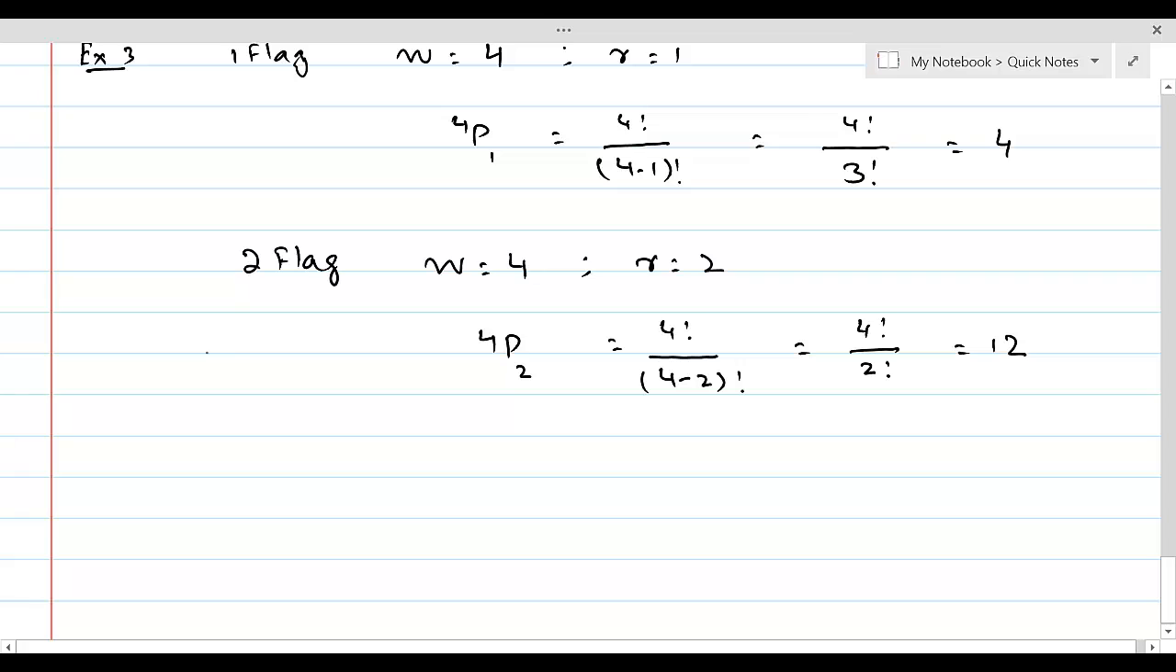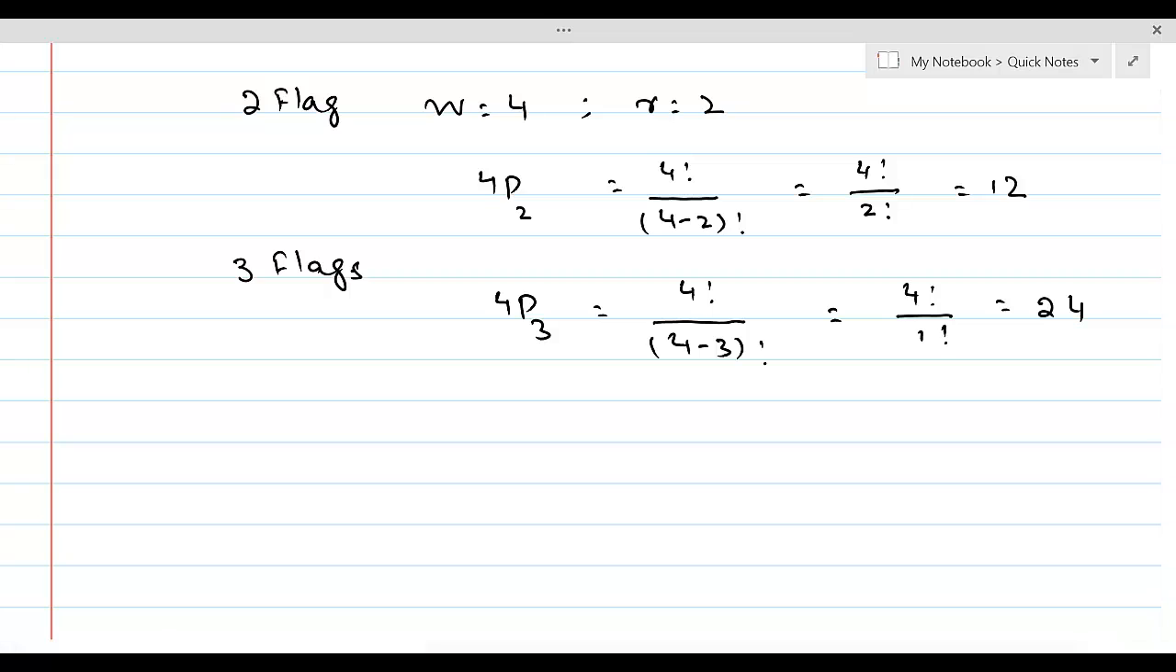And similarly, this time we are going to use 3 flags. If we use 3 flags, then this is 4P3, and this would be equal to 4 factorial over 4 minus 3 factorial. So the number of permutations in this case would be 4 factorial over 1 factorial, which is equal to 24.